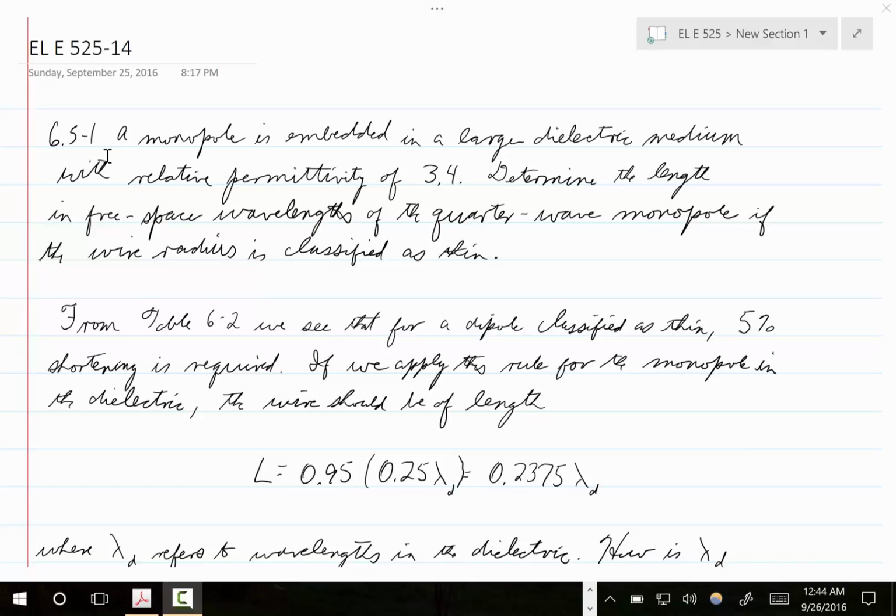For the problem from section 6.5, we'll look at 6.5-1. In fact, that is the only problem in your textbook concerning this section. And it goes as follows. It says a monopole is embedded in a large dielectric medium with relative permittivity of 3.4. Determine the length in free space wavelengths of the quarter wave monopole if the wire radius is classified as thin.